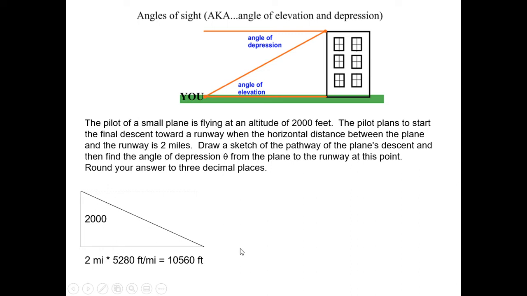Now we want to find this angle theta, which is also going to be this angle theta, because remember from our geometry days, alternate interior angles. Tangent of theta would be opposite over adjacent. So inverse tangent of opposite over adjacent will give me theta, and we find that theta is approximately 10.724 degrees.